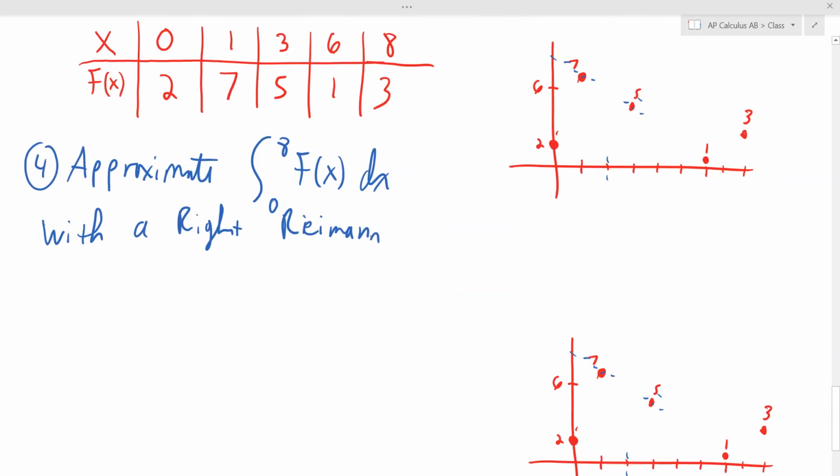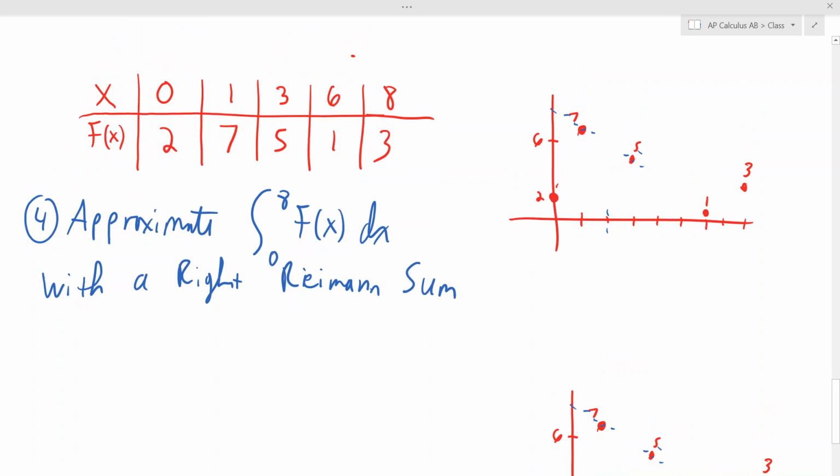So, with a right Riemann sum. Here's what that means. It means you're going to chop up. Oh, they'll also tell you. So we have all this. So the whole interval goes from 0 to 8. But we have an interval from 0 to 1, from 1 to 3, from 3 to 6, from 6 to 8. So they'll say with 4 subintervals.